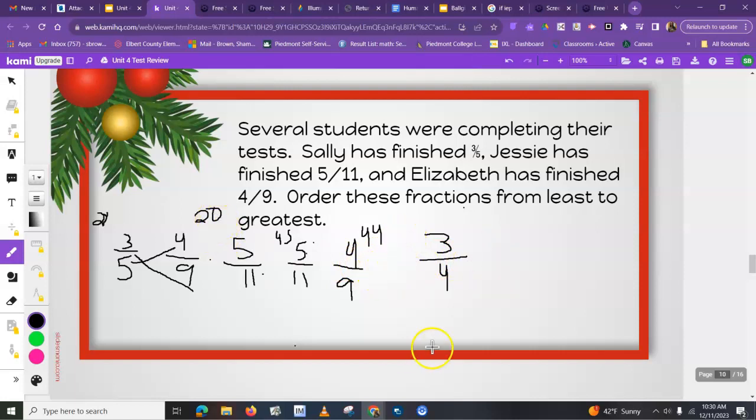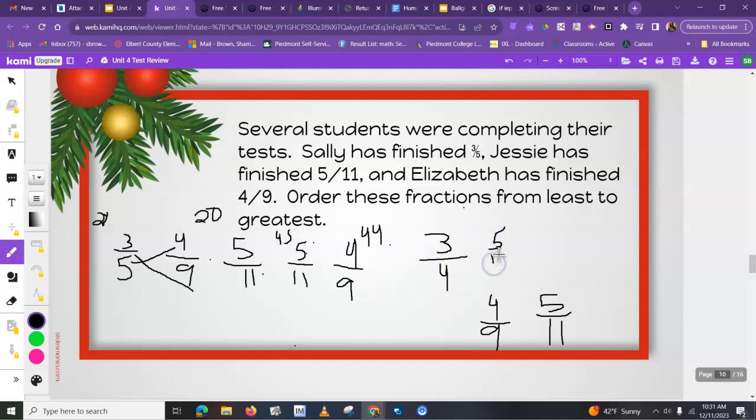And then, so now I need to compare. Sorry, I've gotten lost. Okay, so I said 5/11 was bigger than 4/9. So it'll be 4/9, and then 5/11 on this side. So now I need to see if 5/11 is also bigger than 3/5, because I know 3/5 was bigger than 4/9. So I can do these now.